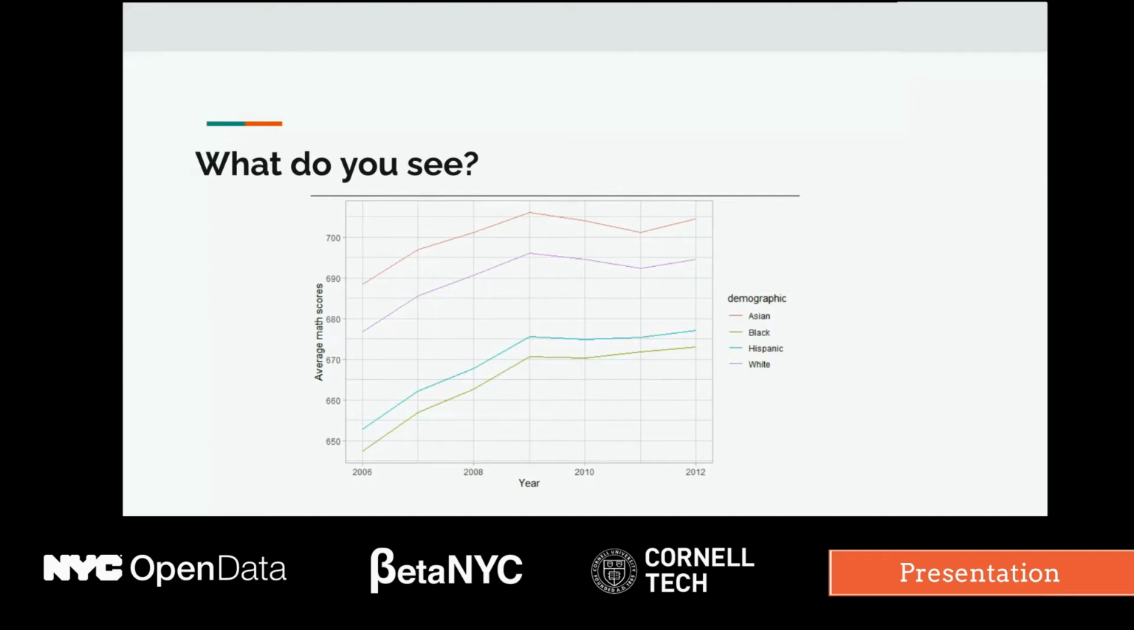And for anyone who can't see it, the x-axis over here is time. So this starts in 2006 and goes to 2012. The y-axis is an average of math scores taken from NYC Open Data. And then the groups are demographic categories that were provided as part of the data.